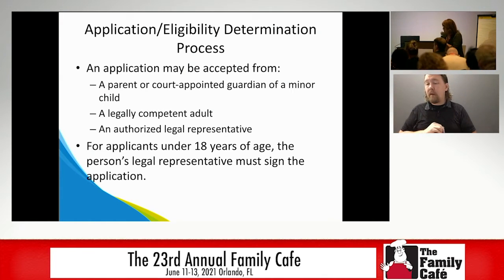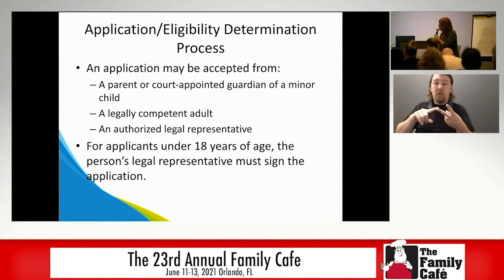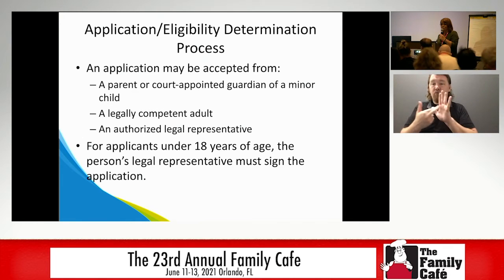So in order to accept an application, we accept them from a parent or a court-appointed guardian for a minor child, a legally competent adult, or an authorized legal representative. An authorized legal representative would be somebody that you've authorized in writing to do so.